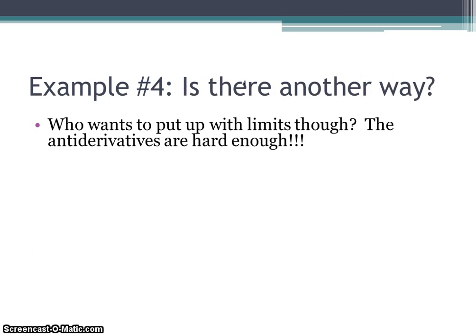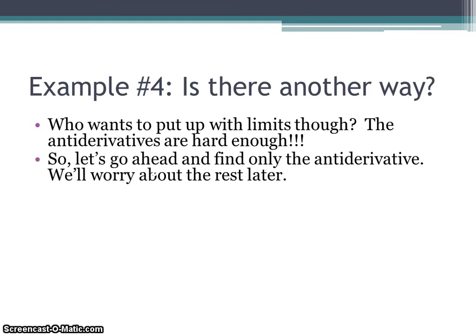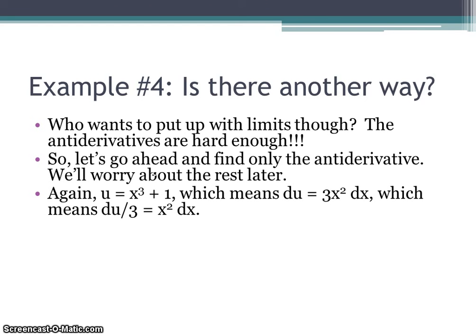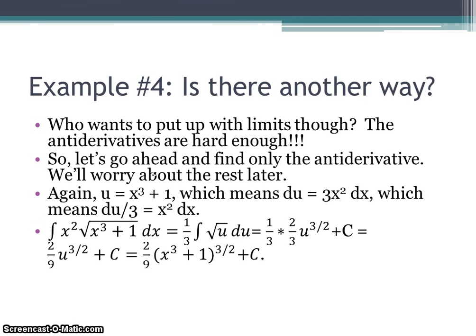So a second way that we could have done this is not even bothering with the limits until we're done finding the antiderivative. So what we would find here is an indefinite integral. With the same procedure, make u equal to x cubed plus 1. Du would then be 3x squared dx, which would mean du over 3 is x squared dx. And when we go through and substitute, we don't worry about the limits at all on our integral. So when we do that, we get 1/3 times the integral of square root of u du. The antiderivative would be 2/9 u to the 3/2 plus c. And our antiderivative altogether would be 2/9 (x cubed plus 1) to the 3/2 plus c.